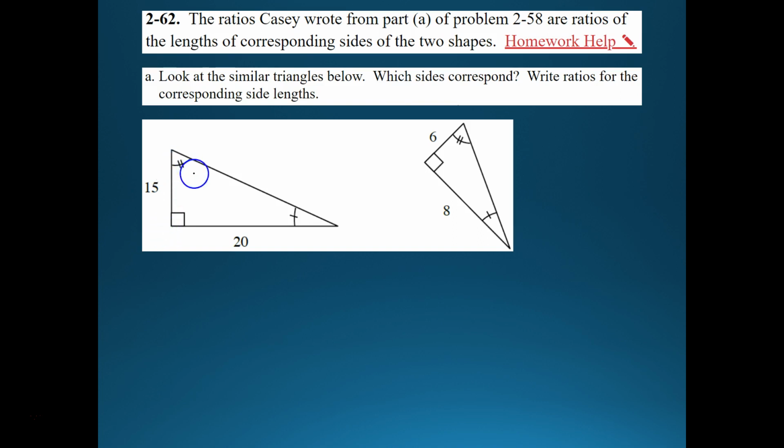First, to make this a little easier, I'm going to identify these. I'm going to say that this is A, this is B, this is C, and this is D, E, and F. First we're going to write a similarity statement to make our lives a little easier. So triangle ABC is similar to, so we did A, B, and then C, so 2 ticks, 1 tick, right angle, 2, 1, right angle, so triangle EFD.